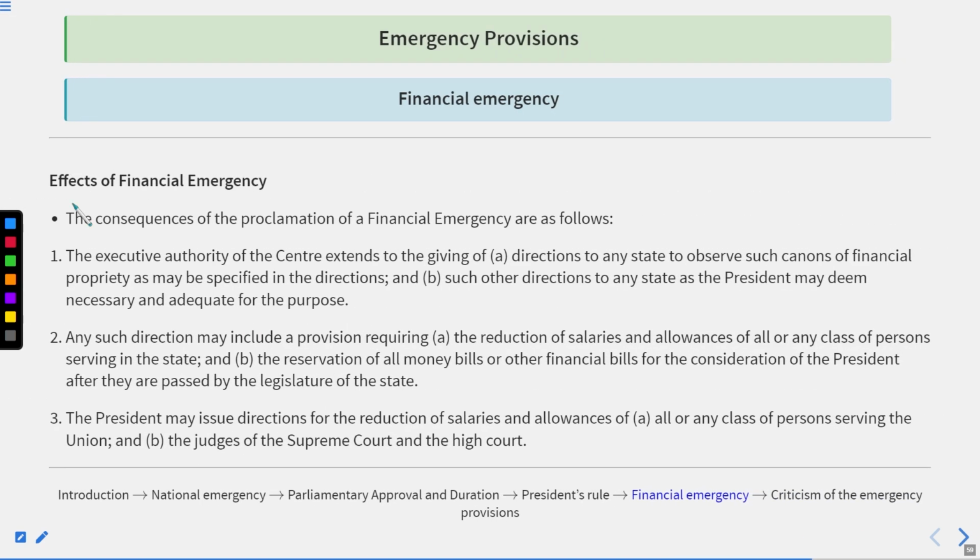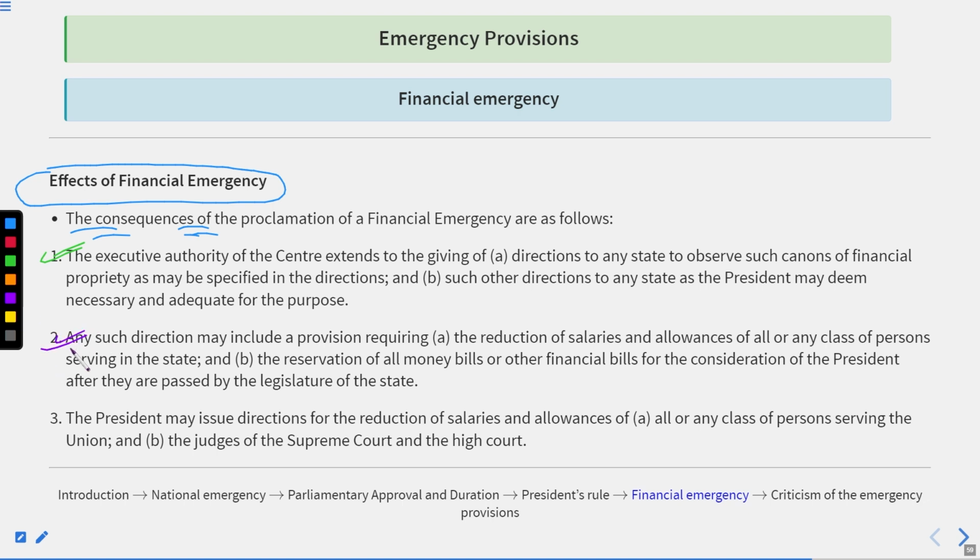Alright. Thereafter, what are the effects of the financial emergency? The consequences of the proclamation of a financial emergency are as follows. First, the executive authority of the Centre extends to the giving of directions to any state to observe such canons of financial propriety as may be specified in the directions, and such other directions to any state as the President may deem necessary and adequate for the purpose.